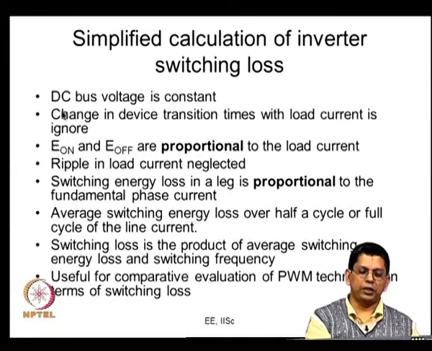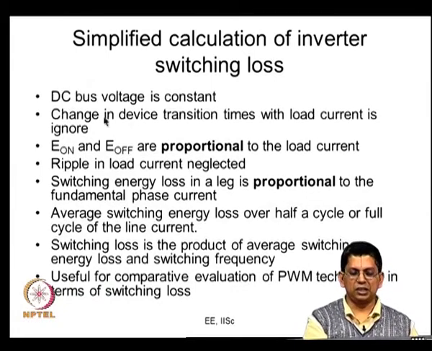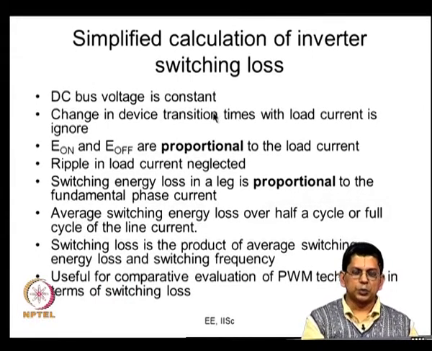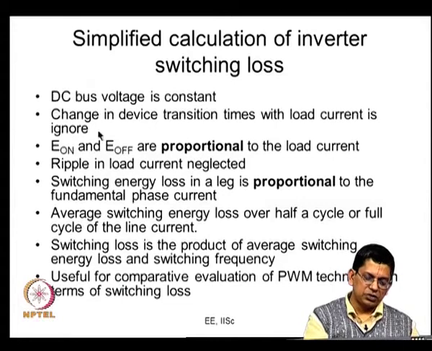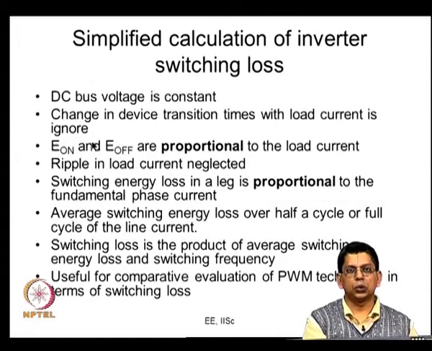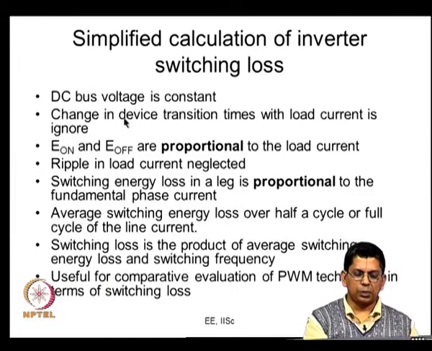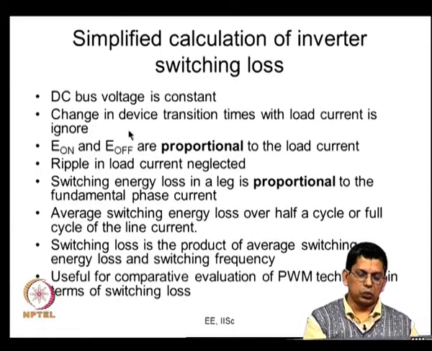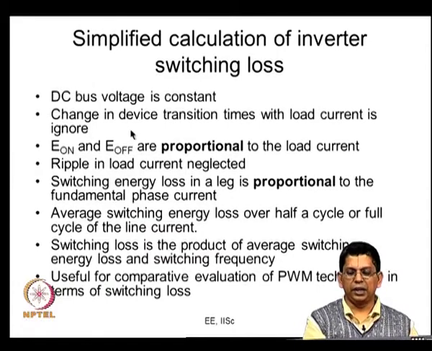Now, one simplifying assumption we are making first is that the DC bus voltage is constant; we are ignoring variations on that. This is something which we did yesterday also. Then, the change in the device transition times with load current is ignored. That is a simplifying assumption. Let us say there is the R phase leg; sometimes it is switching a low current, sometimes a high current, in one direction or in the other direction. So, when the current is low and when the current is high, the device transition times are supposed to be different.